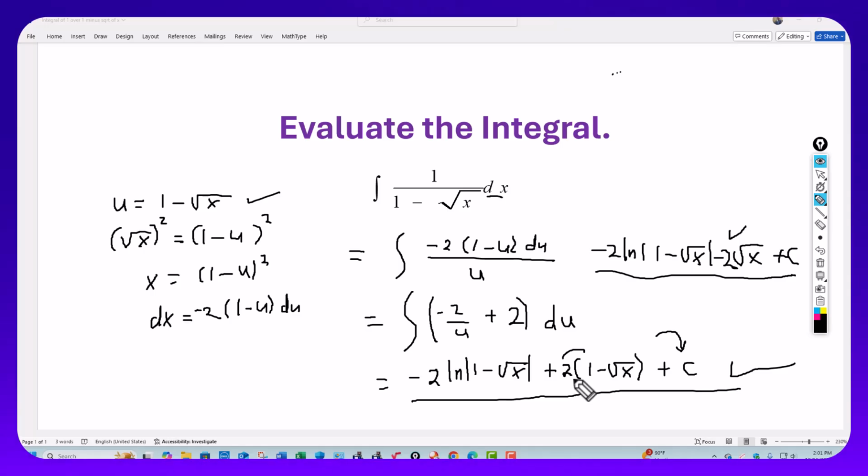I don't think they would mark the problem wrong completely, but the instructor might make a comment that you could put this 2 with this constant. I would accept either answer, this one here or this one here. Just understand that you could give it in this form here.